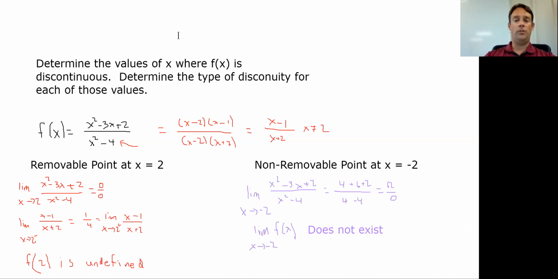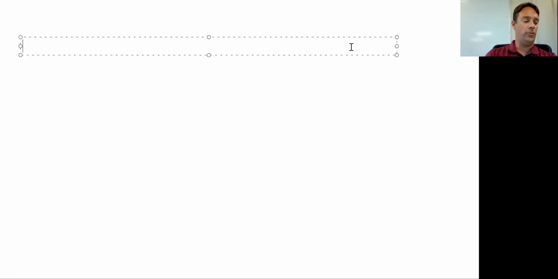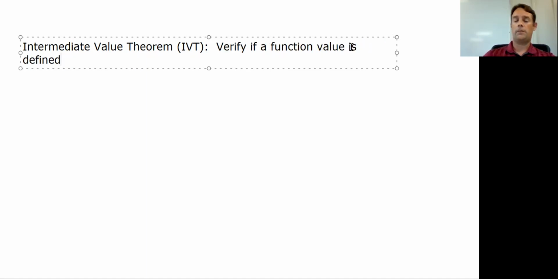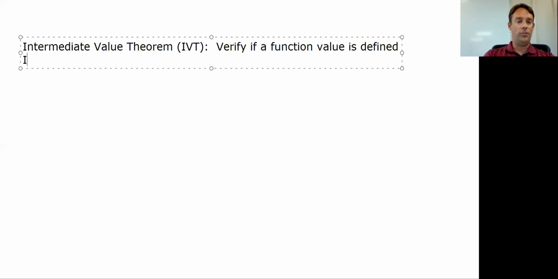There's only a few different abbreviations we can ever use in calculus, and this is one of them. It's called the intermediate value theorem, also called the IVT. What this theorem does is that it allows us to verify if a function value is defined. So if I ever ask you if a function value is defined, you are using the intermediate value theorem. And here's essentially what it says.